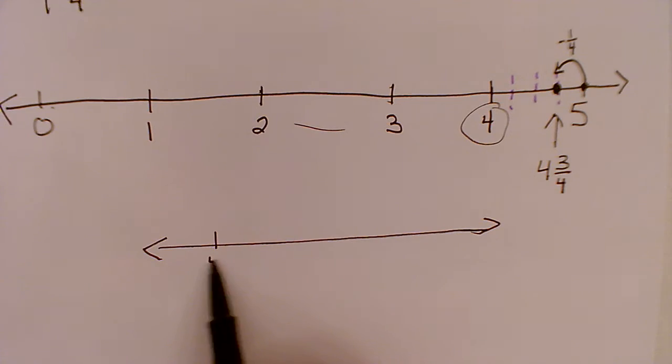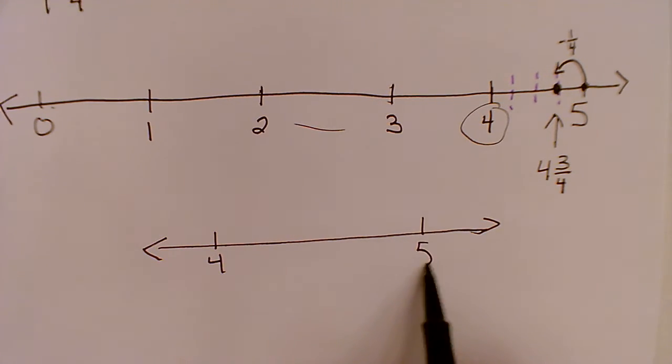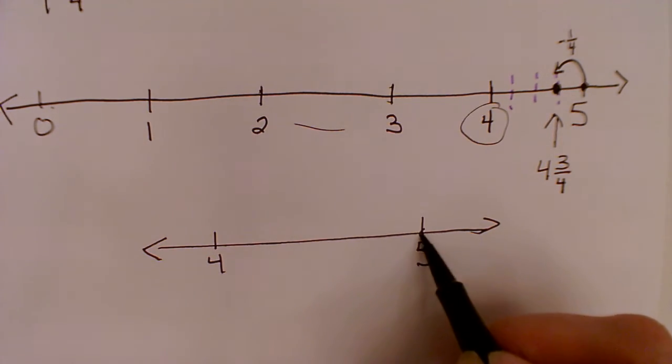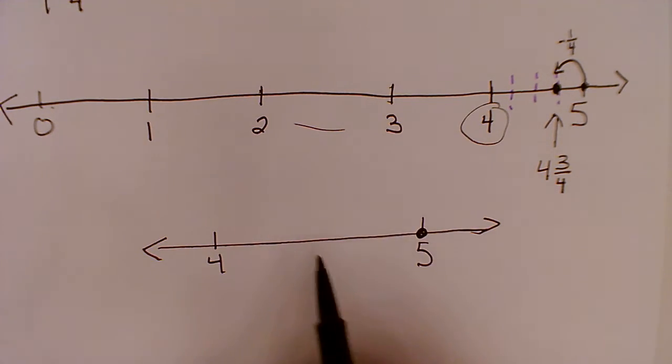So we're just going to draw from 4 to 5. And we know that it goes on in both directions. So we're just taking this and we're going to put it over here. So again, we started at 5. And then in order to show that we are subtracting 1/4, we have to decompose between 4 and 5.